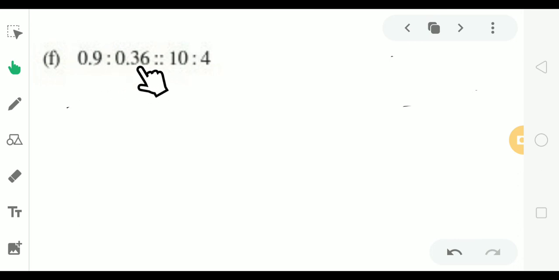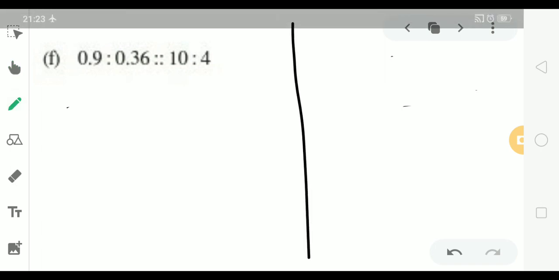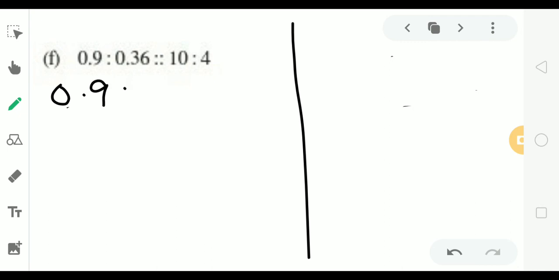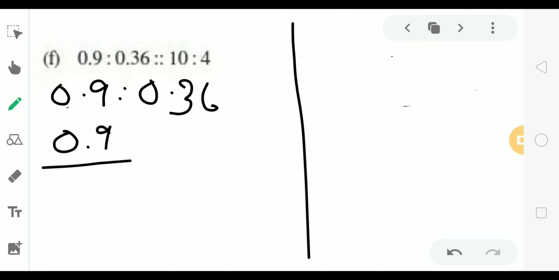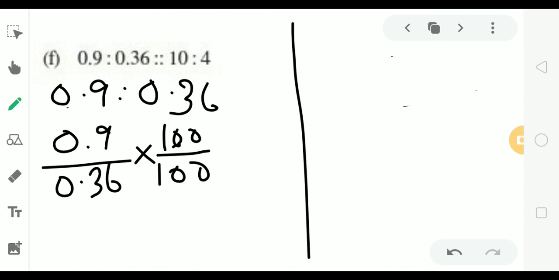0.9 is to 0.36 is proportional to 10 is to 4. So now let us write as ratio, 0.9 is to 0.36. That is the first one. We write it as 0.9 upon 0.36. So both numerator and denominator multiply by 100 to make it as a whole number. So 0.9 into 100 will give us 90, and 0.36 into 100 will give us 36.